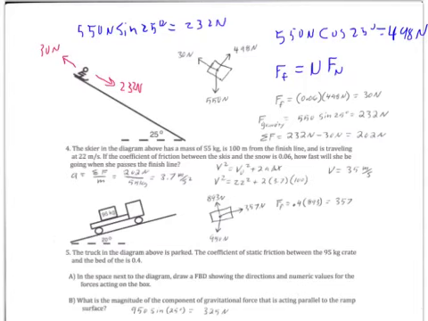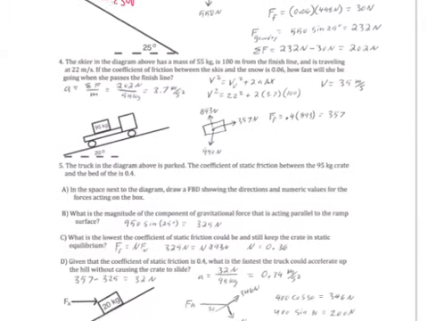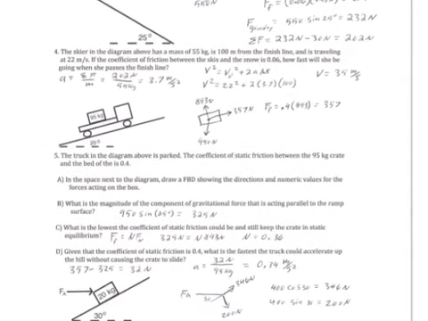This next one, now you might have noticed I'm trying to put the more difficult ones towards the end of the assignments. So let's see what we've got here. I've got a truck that's got a crate in it, a 950 kilogram crate, and there's a coefficient of friction of 0.4. The first thing I'm going to do, part A says in the space next to the diagram, draw a free body diagram. So here is my crate minus the ramp and the hill.